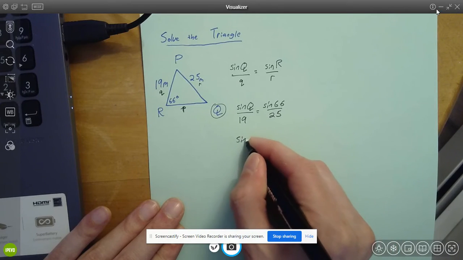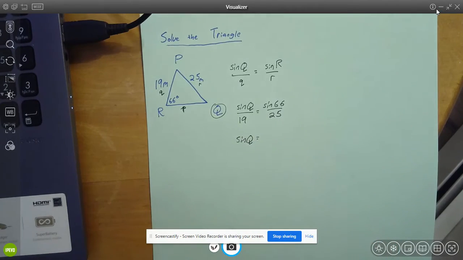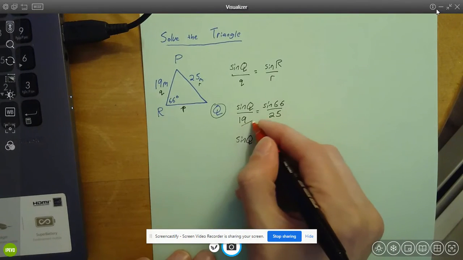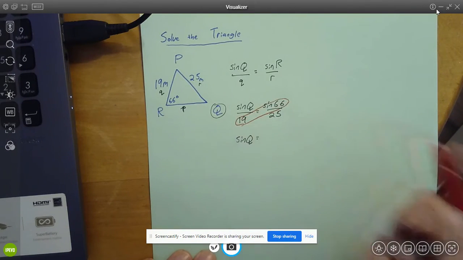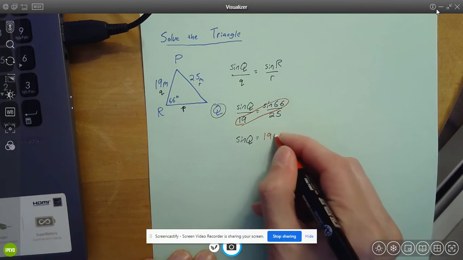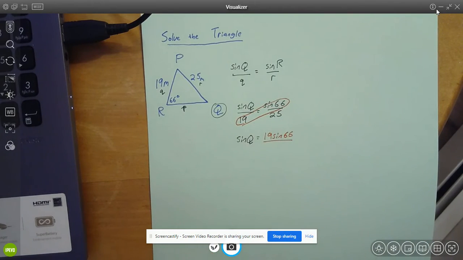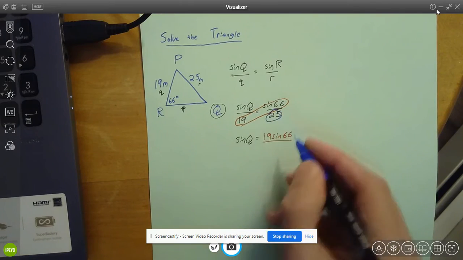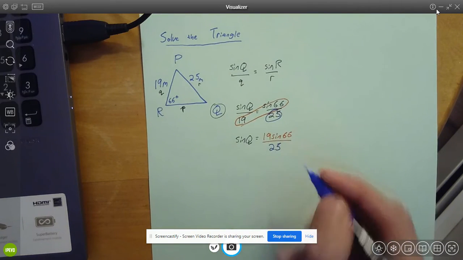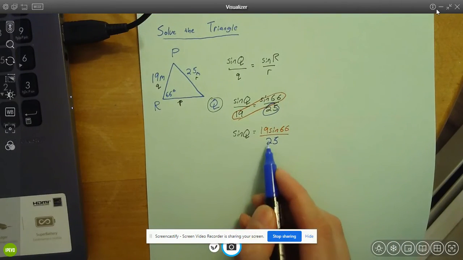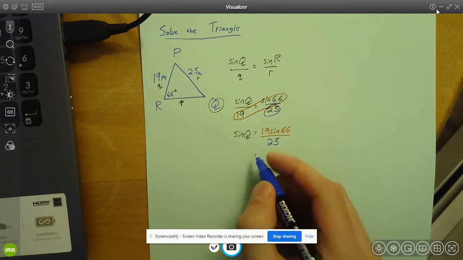Again, I can isolate in one step by cross multiplying. I find the diagonal that doesn't include the variable, so it doesn't include Q, so that's 19 multiplied by sine of 66. I multiply those together, and then I divide by the number left over, in this case 25. So sine Q is equal to this ratio, but I want to know angle Q.